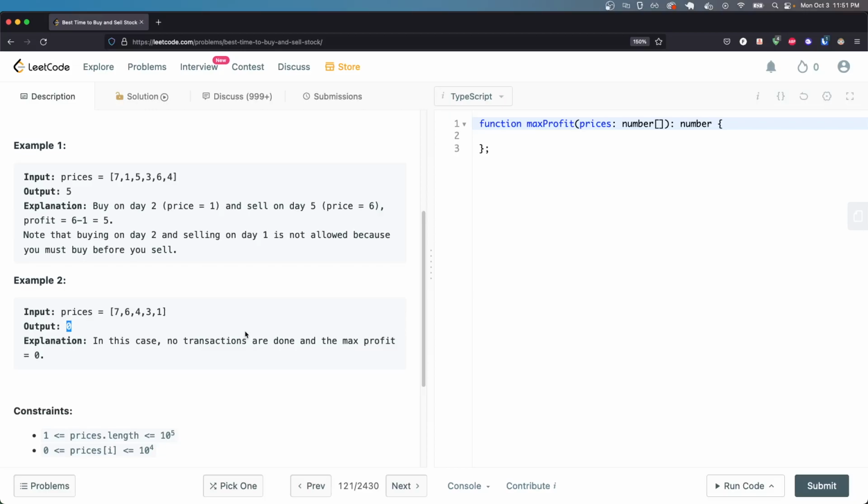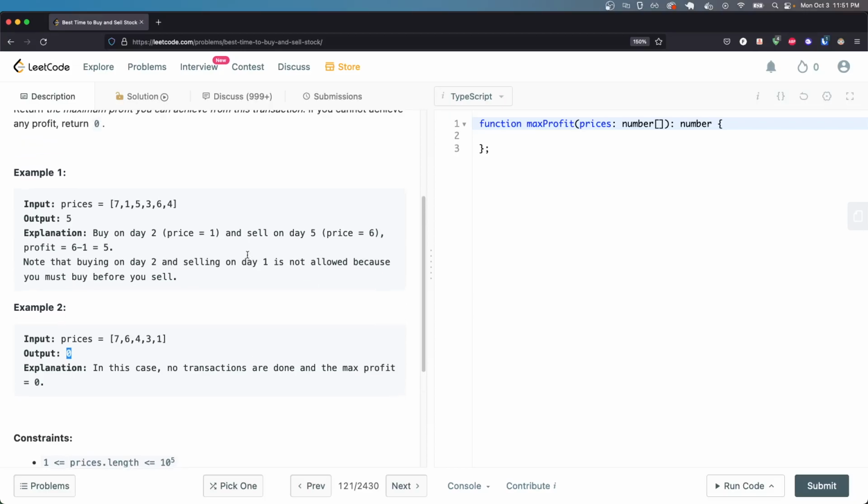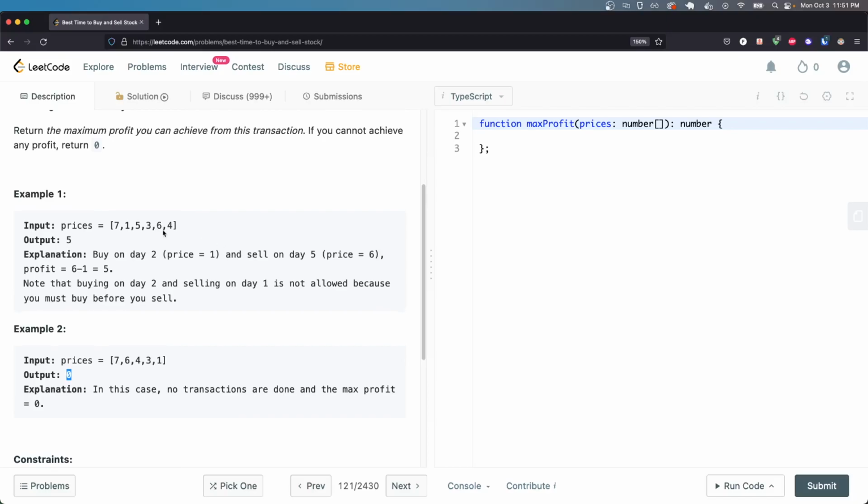Now, that being said, you have to be very careful, because I know that a lot of people can think of, I don't know, just traversing through the array, getting the minimum value, traversing through the array, getting the maximum value, and then just doing maximum minus minimum. That won't work, because the maximum value is 7, and the minimum value is 1, and if you do 7 minus 1, that would be 6. But remember that you're forced to first buy and then sell. So if you choose this, there's no way that you can go backwards. So I just want to leave that very clear.